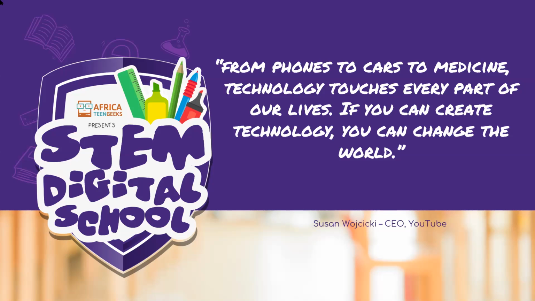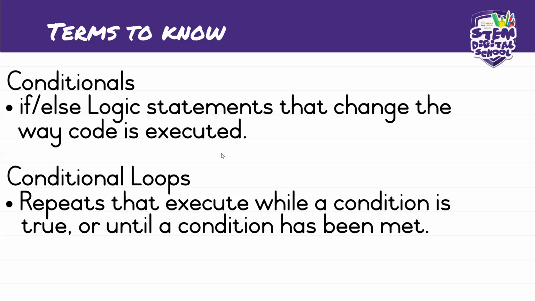Okay, so let us jump into this. Conditionals, if-else logic statements that change the way the code is executed, okay? That's pretty straightforward. We've heard that countless times, right? The next one is saying conditional loops, they are repeats that execute while a condition is true or until a condition has been met. So it depends on whether it's a while loop or an until loop. Okay.